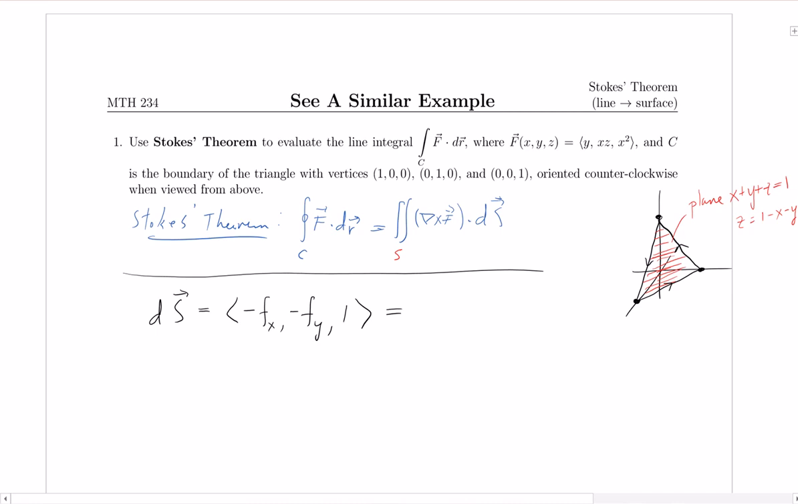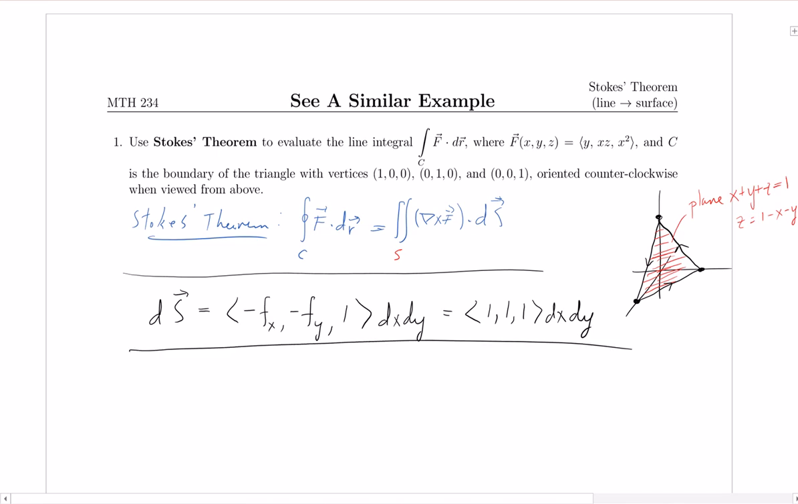And by f, when I say f here, when we're taking partial derivatives, I of course mean this f, for which our surface is the graph. So f_x and f_y in this case are both negative 1. I forgot the differential. I should technically put dx dy after it. So we just get (1, 1, 1). Okay.